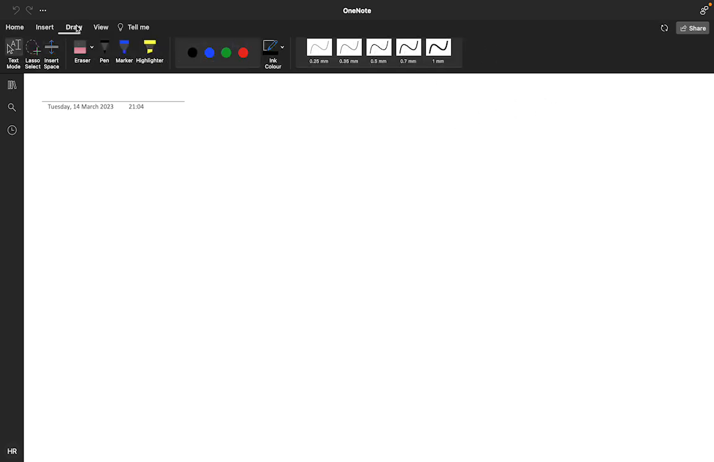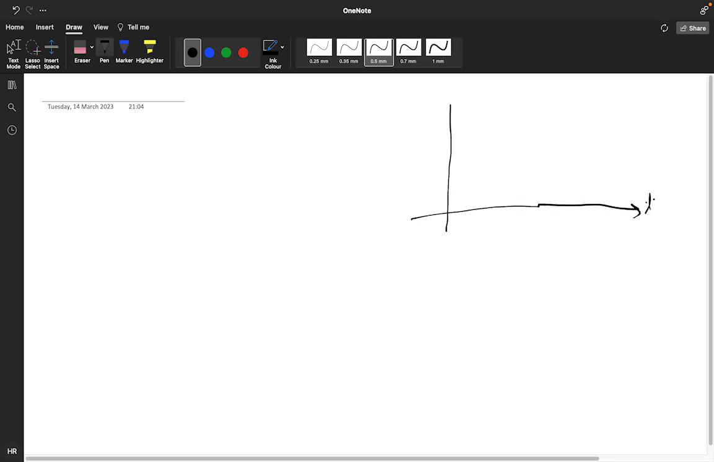Suppose you need to find the RMS power of this waveform. You have a graph like this. This is T and this particular is your V of T. It's going like this.